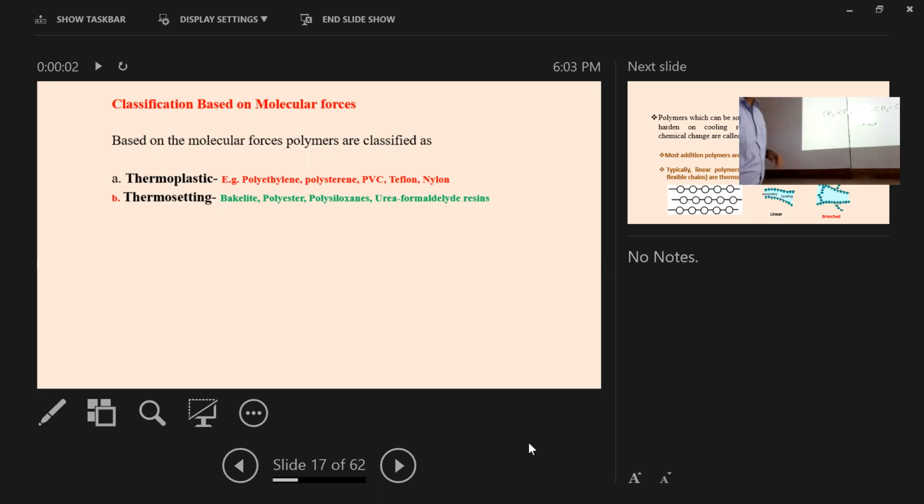This is our polymer, is it? Yeah, that is polythene, polyethylene. We have many molecules, and the repeating unit is this, and then next another one.